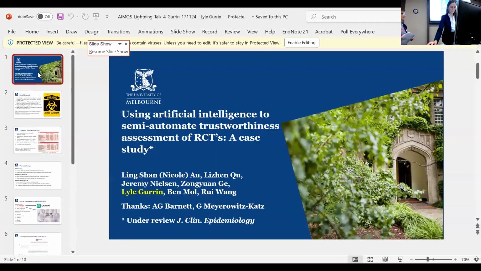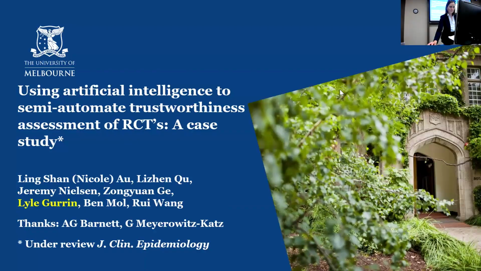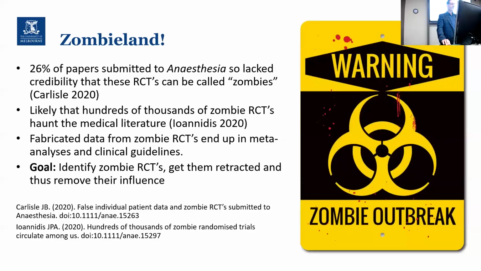I too am from the University of Melbourne, but there's no fewer than 6 other universities and 1 international university representing the investigator team. So it really is a cross-institutional piece of work. I'm going to talk to you today about using some AI tools to examine the trustworthiness of potentially problematic papers.